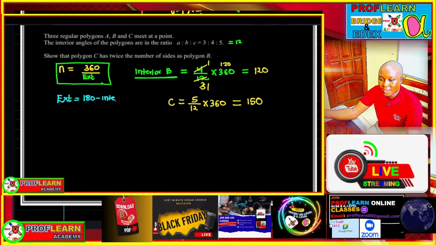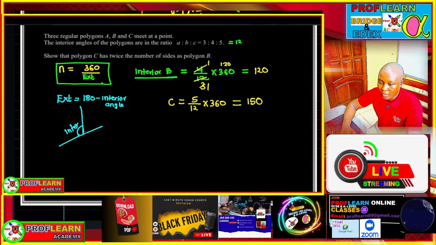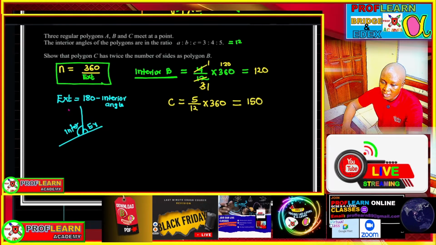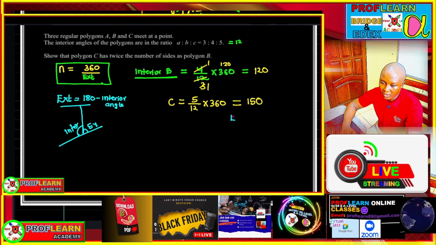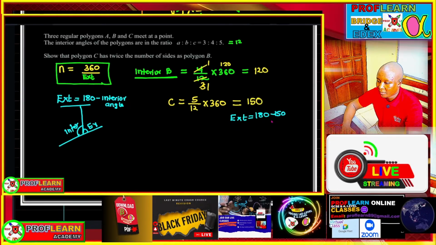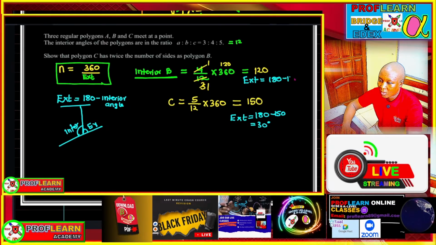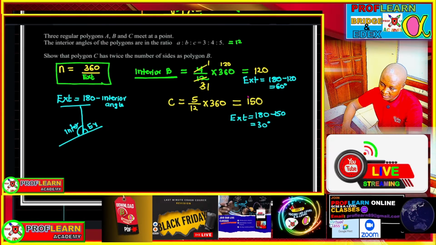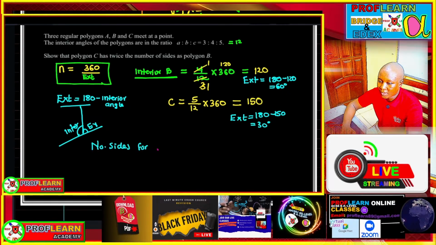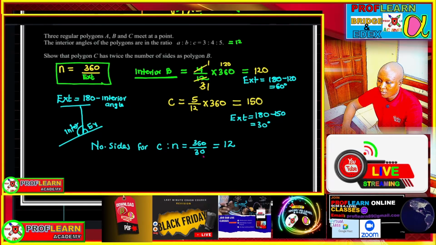So we can also say exterior is 180 minus interior angle. If you look at these two angles, they form a straight line. So the exterior angle for C is going to be 180 minus 150, which is 30 degrees. And for B it is 180 minus 120, which is 60 degrees. Then we can say the number of sides for C is N equals 360 divided by the size of the exterior angle for C, which is 30, and that is going to be 12 sides.